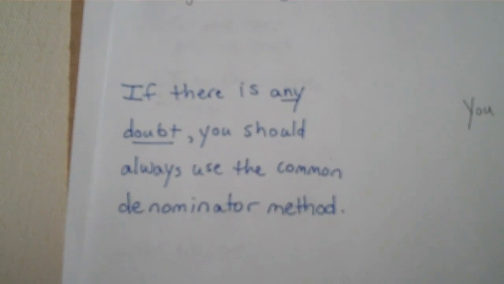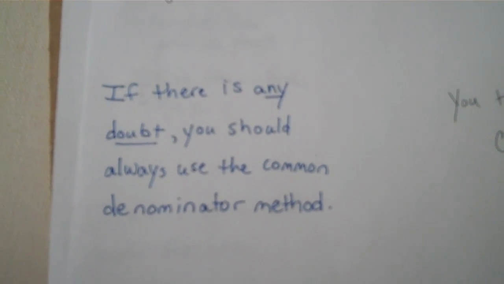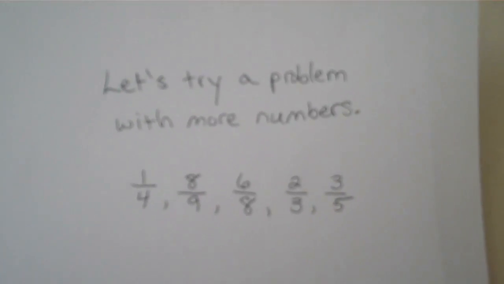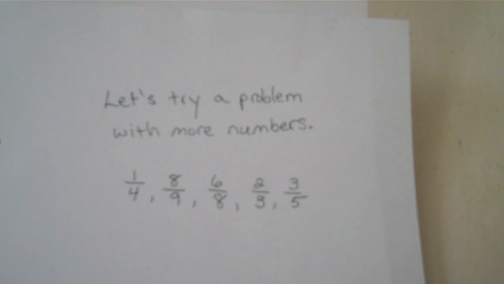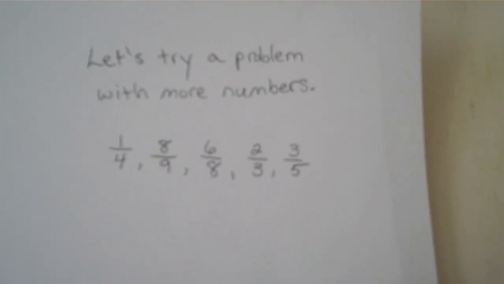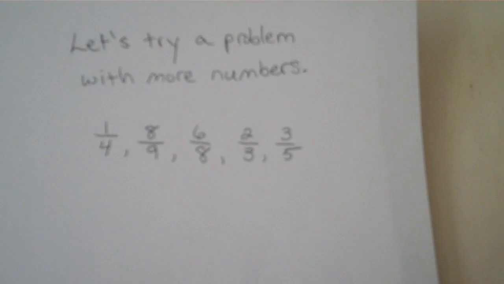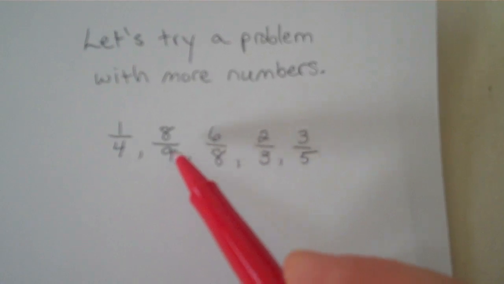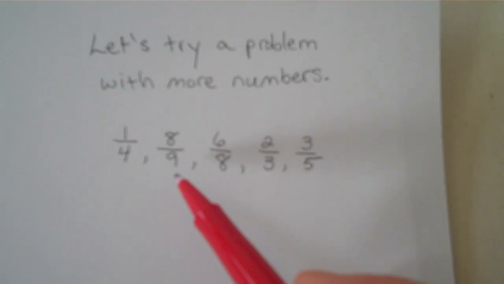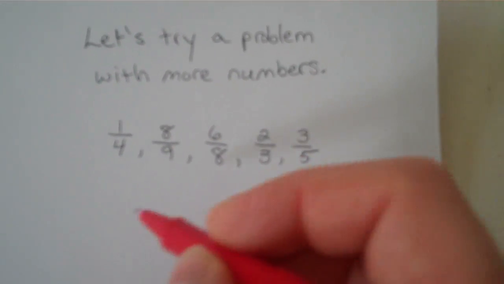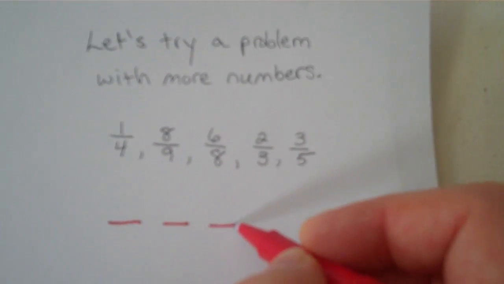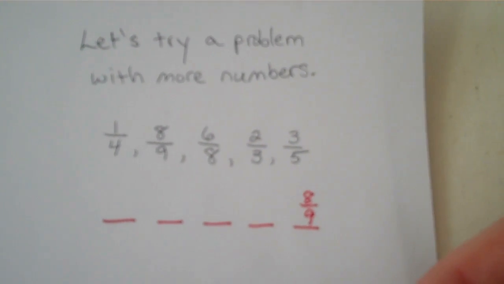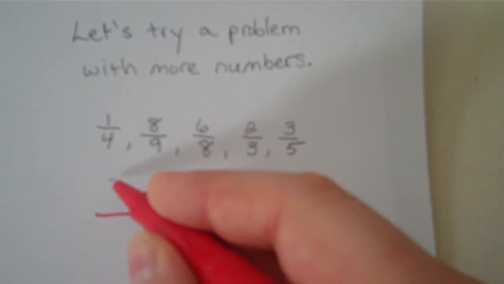Let's try a problem with more numbers, some of which will be obvious, and some of which we'll need to find common denominators to compare. 1/4, 8/9, 6/8, 2/3, and 3/5. Well, I can see that 8/9 is going to be the biggest because it's only 1/9 away from being a whole, and everything else is much farther away than that. I'm going to put 5 lines here for my 5 fractions, and I'm going to write 8/9 in the biggest slot. I can also see that 1/4 is the smallest fraction.